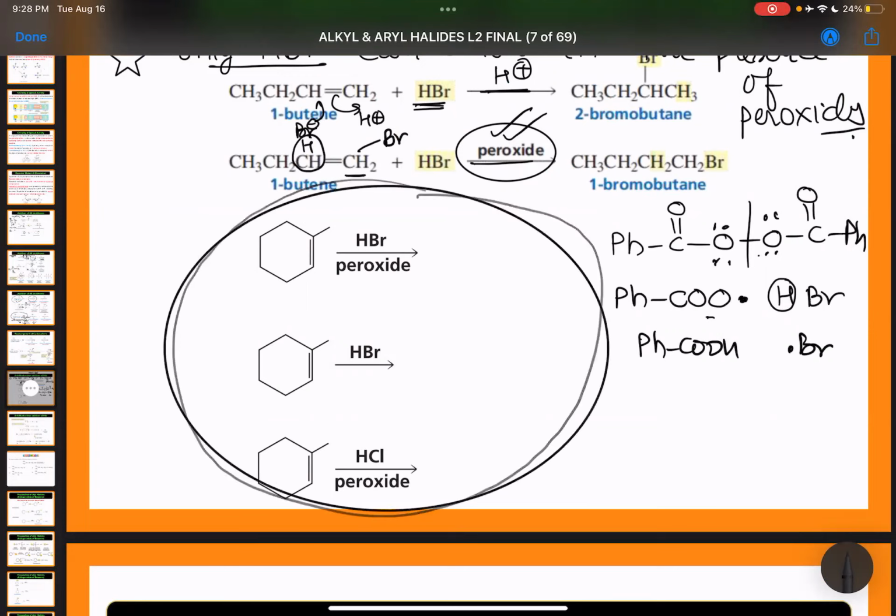You can tell me the IUPAC name of the products. And they are asked everywhere in all the examinations.